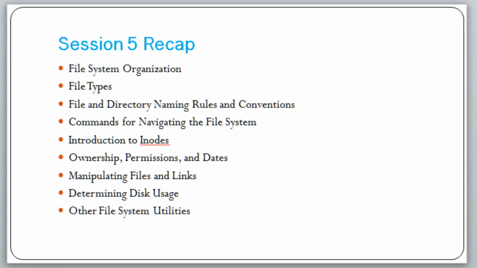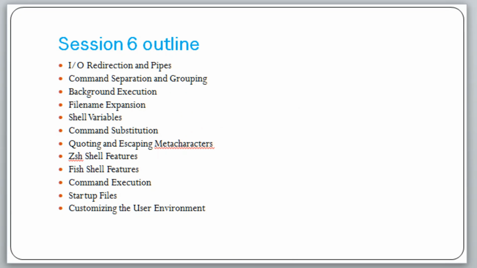So in session 5 we covered file system organization, file types, file and directory naming rules and conventions, commands for navigating the file system, introduction to inodes, ownership, permission, and dates, manipulating files and links, determining disk usage, and other file system utilities. Today, we're going to be going over input, output, redirection, and pipes, command separation and grouping, background execution, file name expansion, shell variables, command substitution, quoting and escaping meta characters, Z shell features, fish shell features, command execution, startup files, and customizing the user environment.